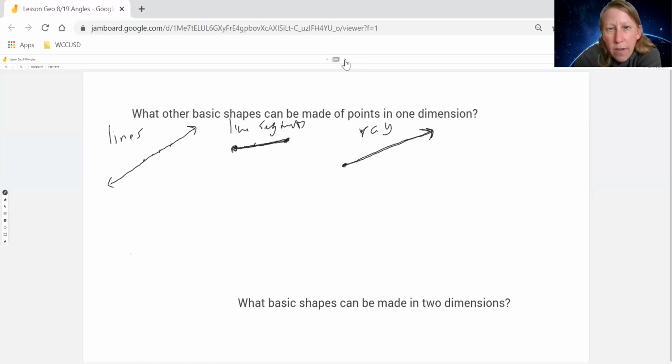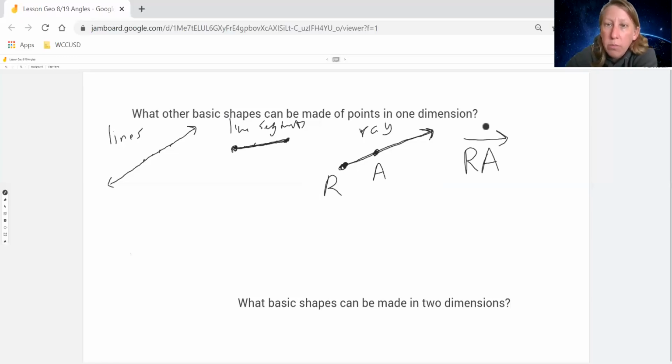So rays have, the most important point on a ray is this endpoint or this starting point. I'm going to call it R. And then the next most important point on a ray is telling you which direction it's going in. The points along the ray are what's important. So I could put a letter, should I call that point A? Why not? So if I wanted to talk about this ray, I would say this ray is named ray RA.